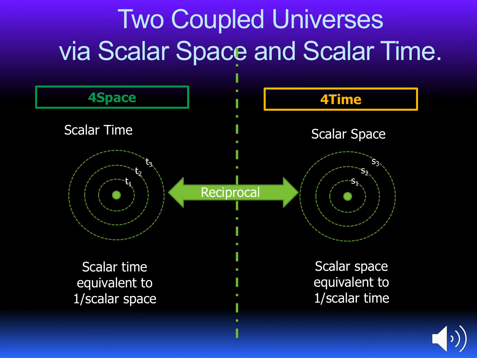In this video series, we learned that scalar fields are more fundamental than vector fields. So if we take just the scalar time of 4 space and scalar space of 4 time, we see that there's a reciprocal relationship between the scalar time field and the scalar space field. And so we're going to just deal with these scalar fields because they're more fundamental, and the vector fields will be derived from these scalar fields. So just to summarize, on the bottom there, we have scalar time is equivalent to 1 divided by scalar space, and scalar space is equivalent to 1 divided by scalar time.